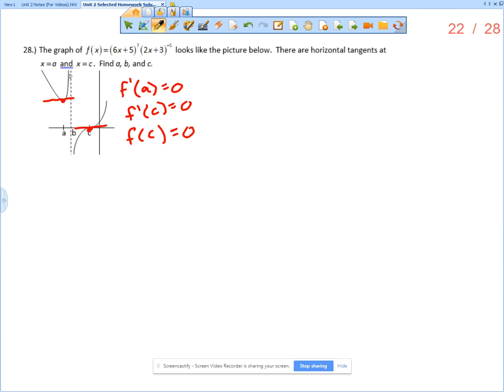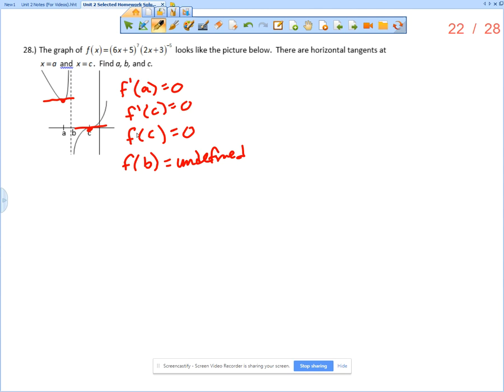All right, now the other thing that you should notice is what's going on at b, there's a vertical asymptote. So what does that mean? If there's a vertical asymptote, then f of b is undefined, right? All right, so that's what we need to take from the graph. Now let's look at the function.